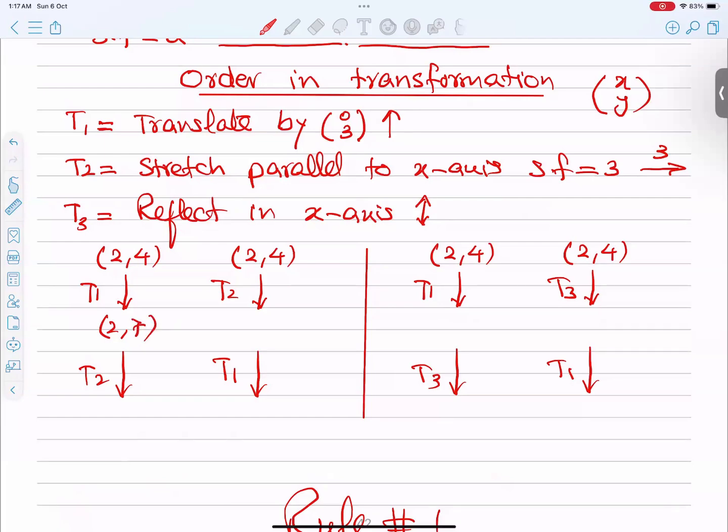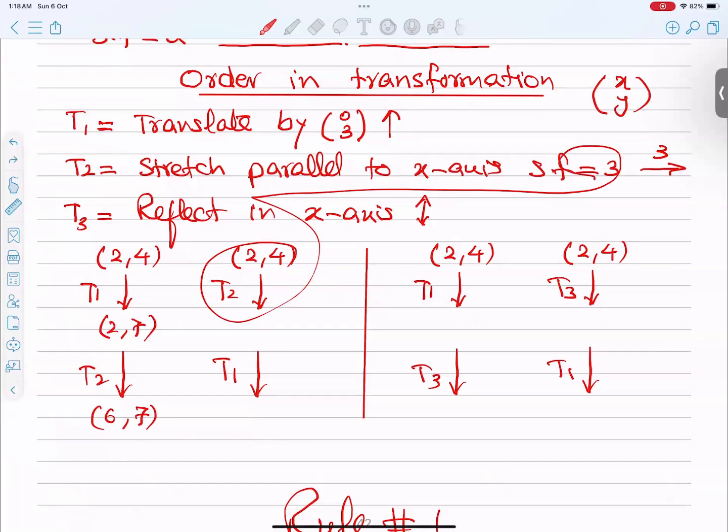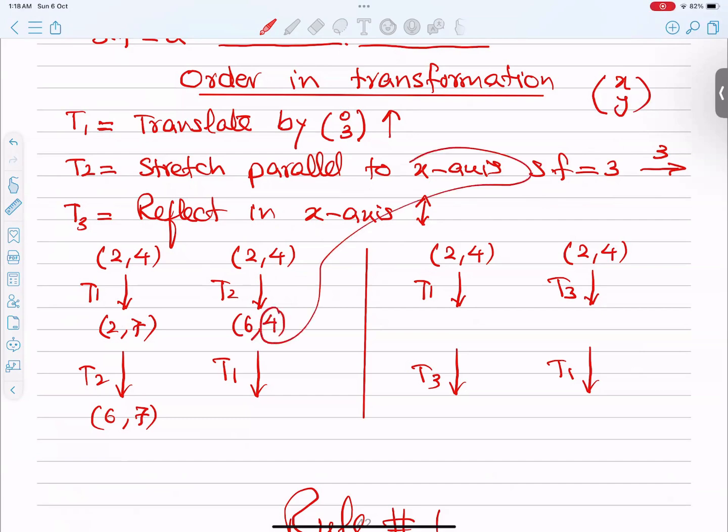So now I want to apply T2 on it, a stretch parallel to the x-axis. You know, when stretching parallel to the x-axis, the y coordinate remains the same. So this y coordinate will remain the same. And this 2 with stretch factor 3 will have a 6 coordinate, okay? Because we stretch the point by 3 here. Now, let's see if I do the reverse. So first I do the stretch, factor 3. So this 3, 2 is a 6. And for example, 4 remains the same because I told you that parallel to the x-axis, y has no change.